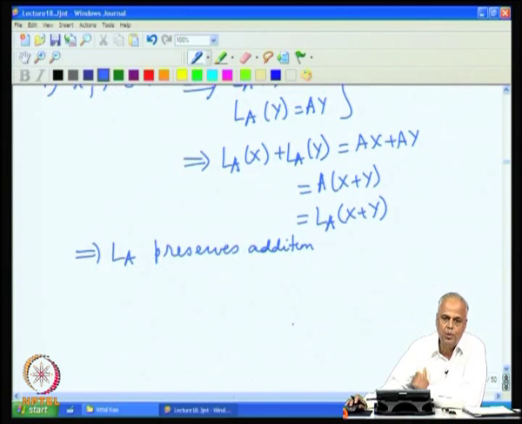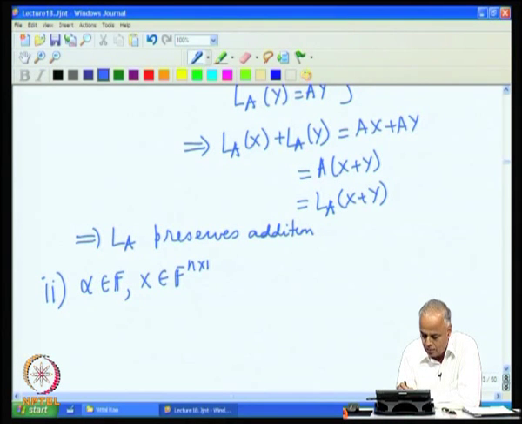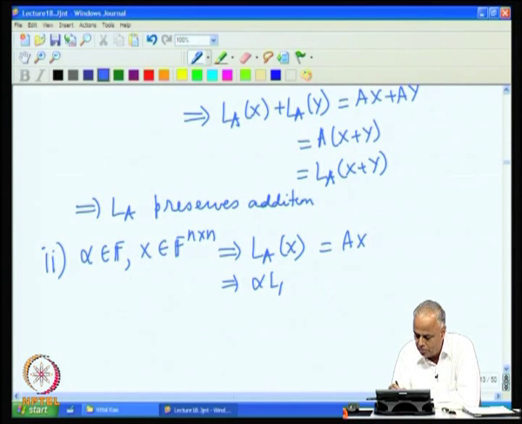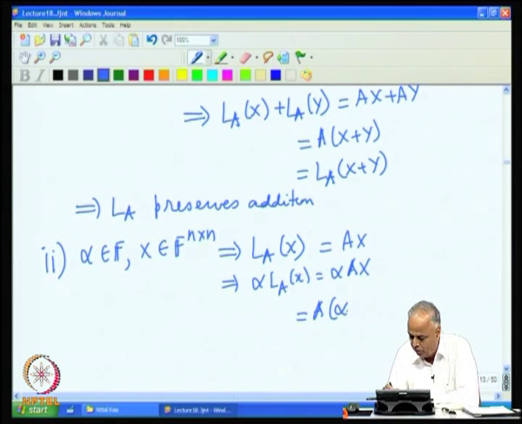The next thing that is required for LA to be qualified to be called a linear operator is that it preserves scalar multiplication. So, let us look at a scalar and a vector. The vector space is n cross n, so a vector now is a matrix again. We have LA of X is equal to AX by definition, and therefore, alpha times LA of X is equal to alpha times AX. Again, in matrix multiplication, constants can be moved in and out. So, it is A times alpha X.